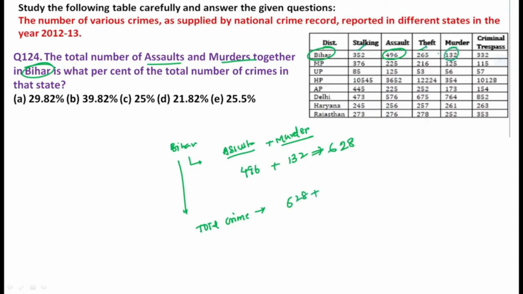So 300 plus 200 is equal to 500. 500 plus 300 is equal to 800. Now 52 plus 96 is equal to 148. 148 plus 32, 148, 178, 180. The total value is 8 plus 5, 13, so 800, 900, 900 plus 600 is equal to 1500. So the total value.